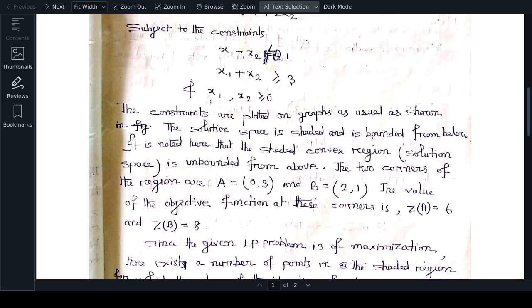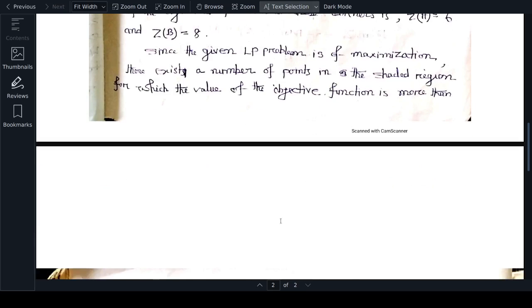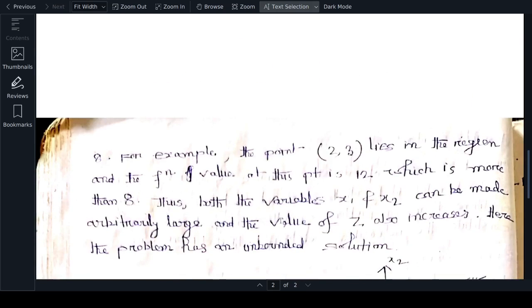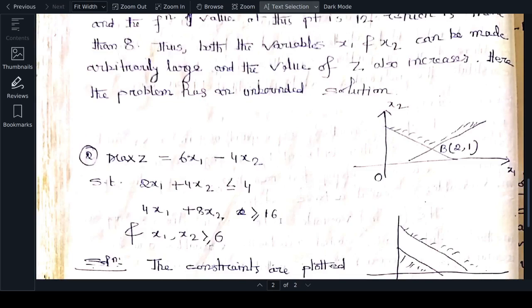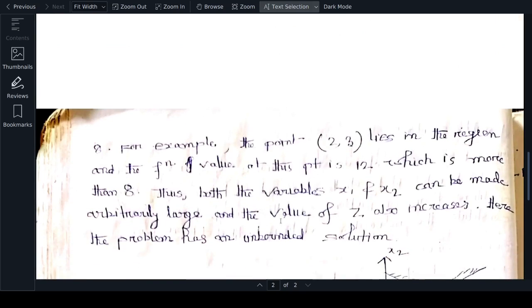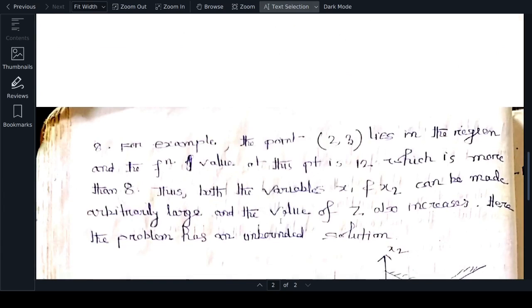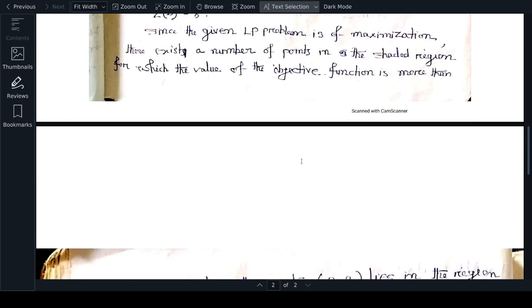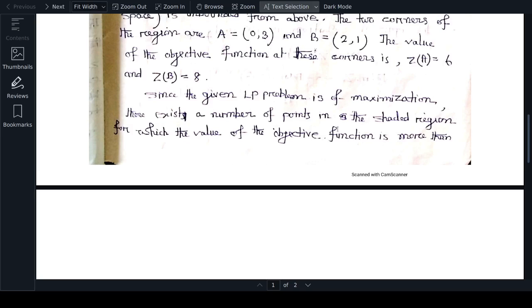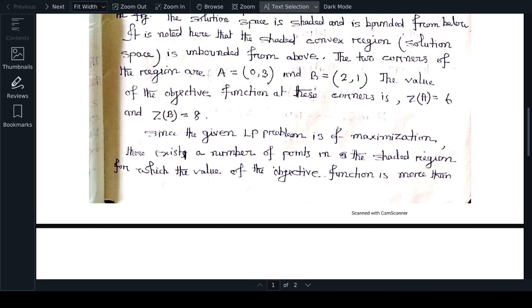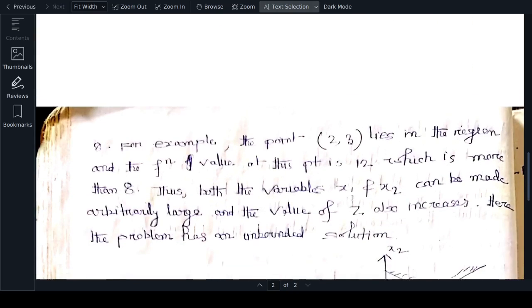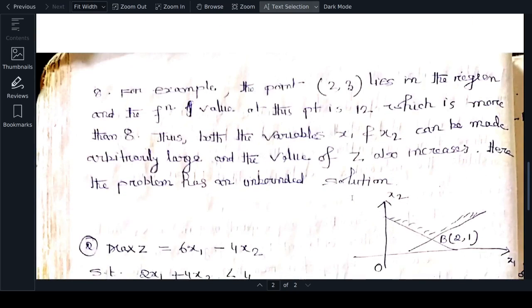So the origin containing side. And the second inequation is x1 plus x2 greater than or equal to 3. So this is 3,0 and 0,3. So the shaded region will be outside the line, not on the origin side. This is away from the origin side, above the line. So the common region is what I have just shaded. This shaded portion you see.